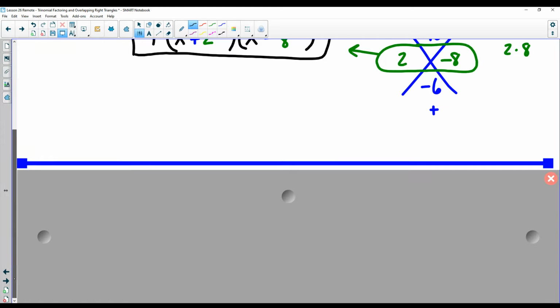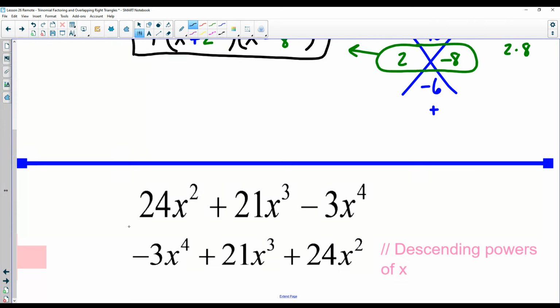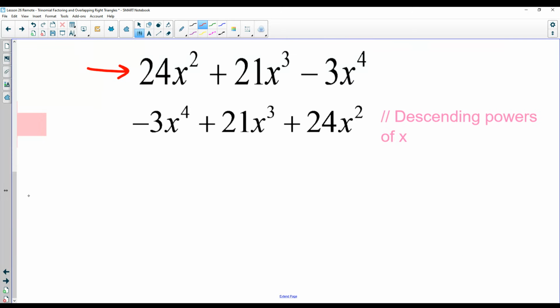Let's do another one, one more. Okay, so this is what it's going to look like to begin with. Obviously, it's not in the right order, so we're going to rewrite it in descending powers of x. So we have the x to the 4th, followed by the x cubed, followed by the x squared term. It's really not factorable yet as a quadratic. In fact, it doesn't even look like a quadratic, does it? Okay, but it's there, it's hiding.